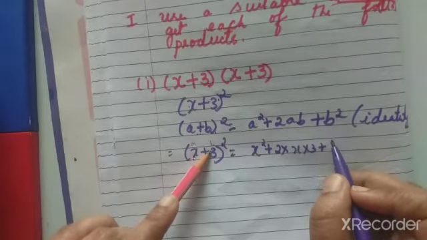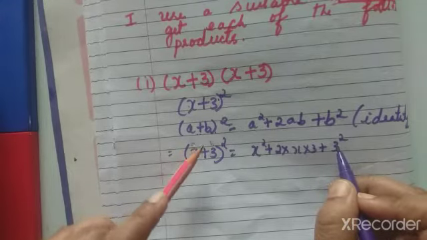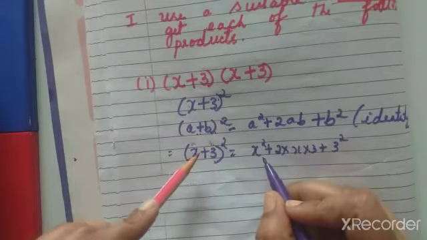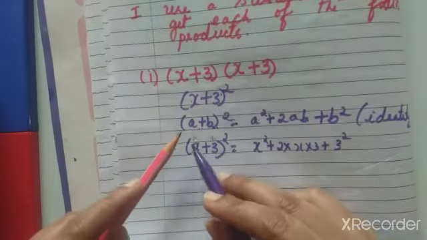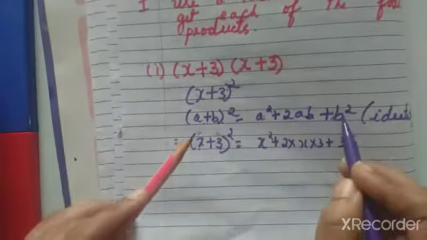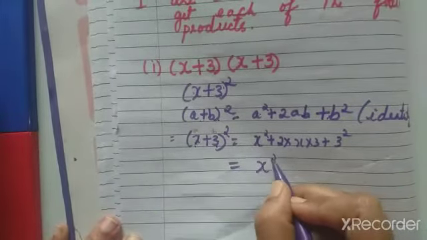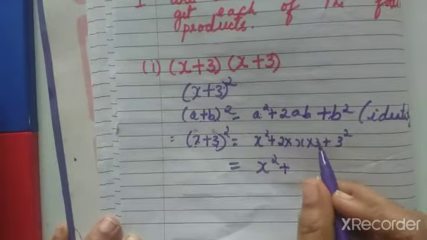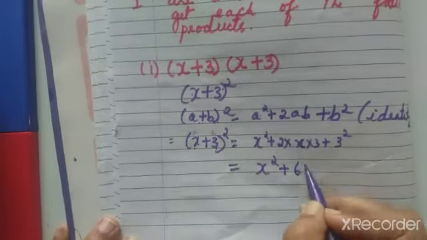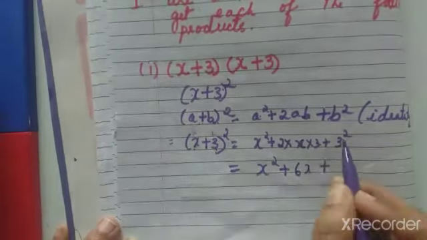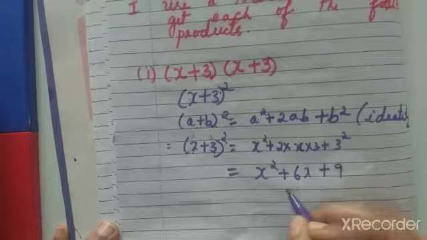B square means we have to write 3 square, because 3 is the b value. So a square is x square, 2ab is 2 into x into 3, plus b square is 3 square, equals x square plus 2 into x into 3. So first multiply the numbers: 2 threes are 6, and x. Then 3 square means multiplying 3 two times, 3 into 3, which is 9. This is the answer.